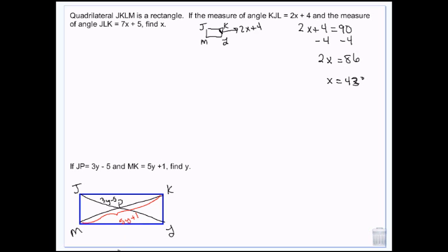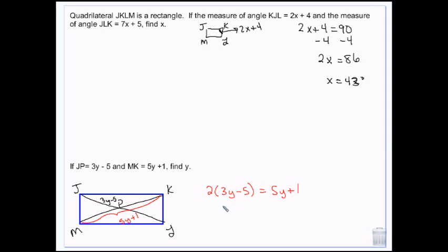What do I know about this in regards to the whole thing? JP, the length of this part, is half of the whole thing, right? So if I multiply it by 2, then it will equal the whole thing. Does that make sense? If it doesn't, let me know.